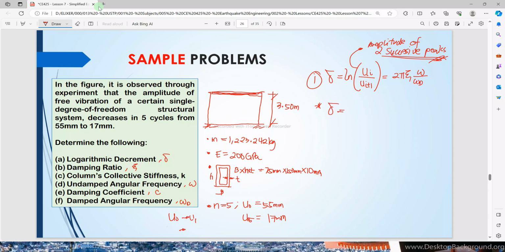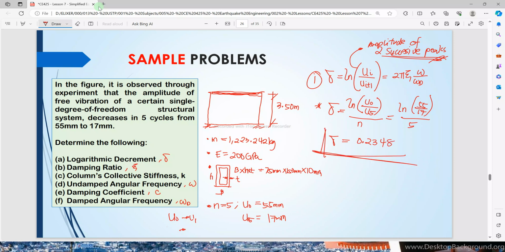For this one, the logarithmic decrement is just equal to the natural logarithm of the initial displacement or amplitude over the final, u5, divided by the number of cycles. So we have the natural logarithm of 55 over 17, over 5, since it is 5 cycles. And then delta will just be equal to 0.2348. We already have our logarithmic decrement.